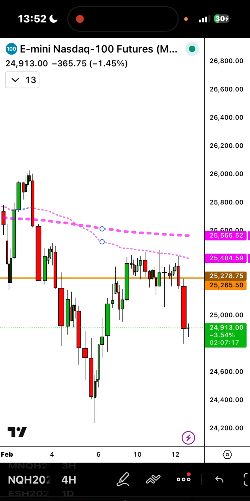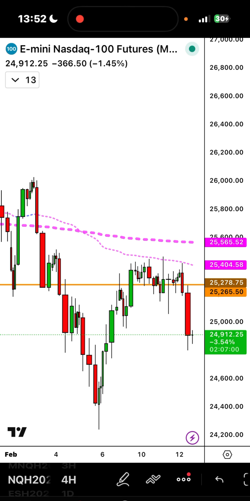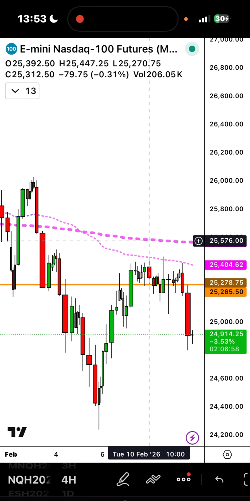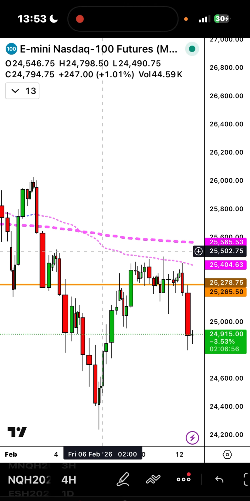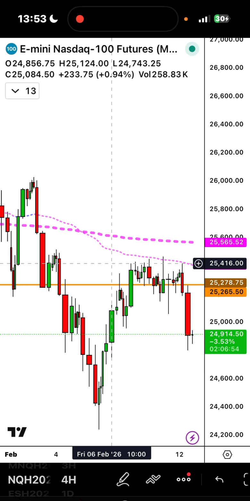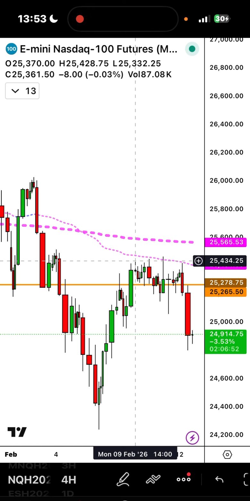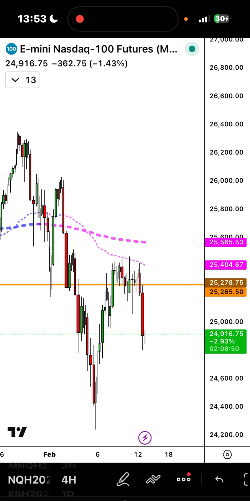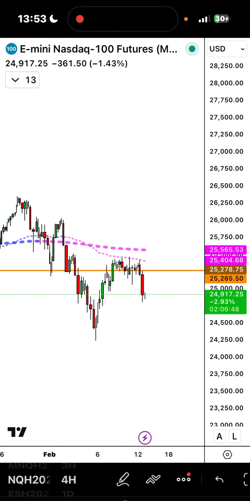Okay, so the 100 EMA, the one that moves faster and follows price more closely, is the thinner one. As you can see, the one on top, the fatter one, that one is the 400 SMA. This one is the 100 EMA. So what these do is they act as places where the chart reacts.